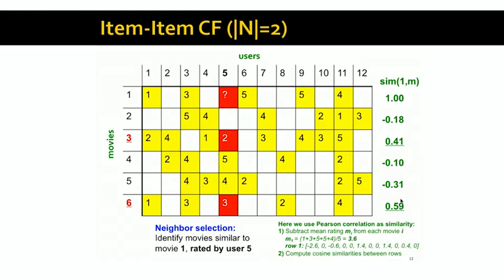Remember, since our neighborhood size is 2, we need to find the 2 movies with the highest similarity to movie 1 that have also been rated by user 5. Those 2 happen to be movie 3 with a similarity of 0.41 and movie 6 with a similarity of 0.59. So we're going to pick those 2 movies as our neighborhood for movie 1.